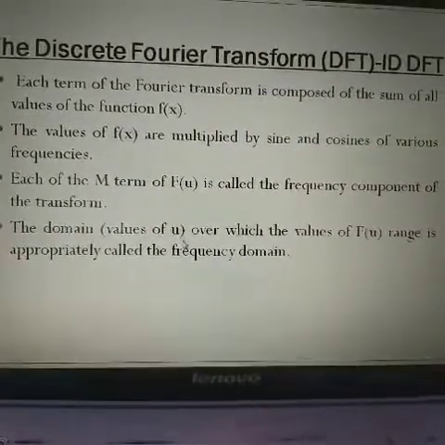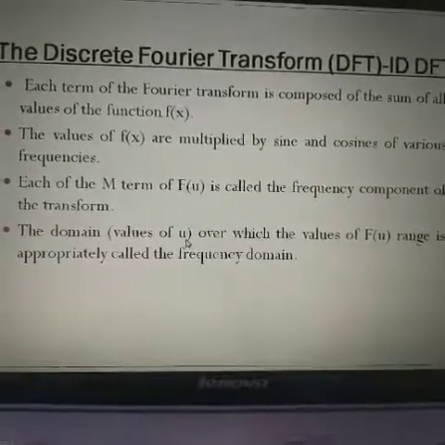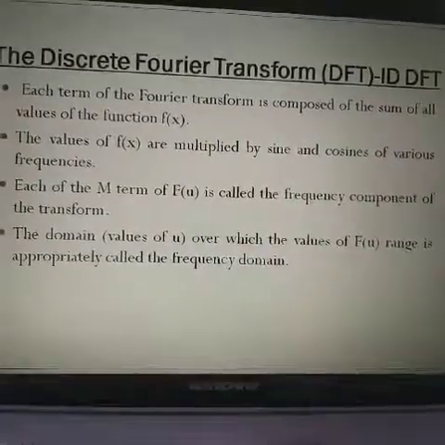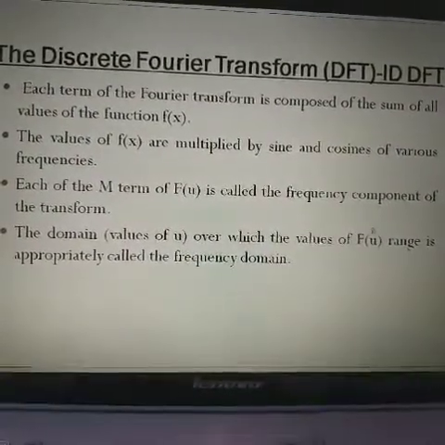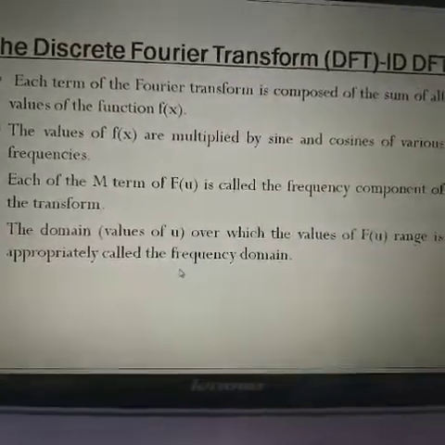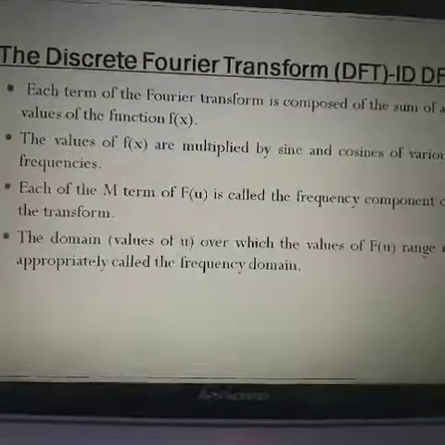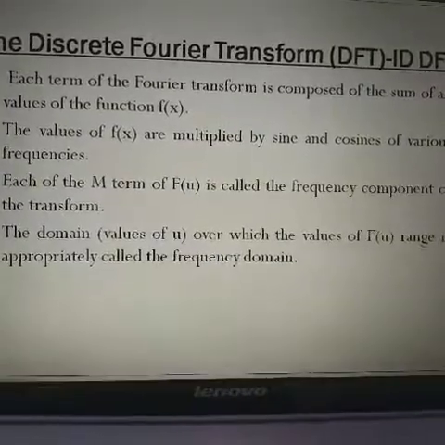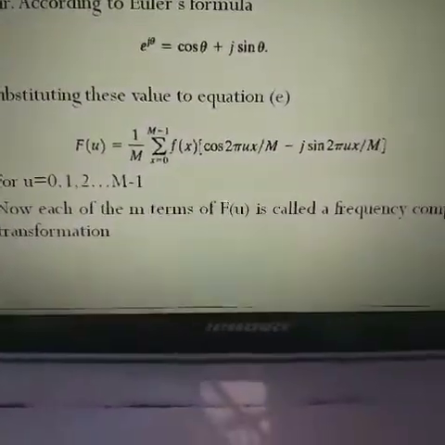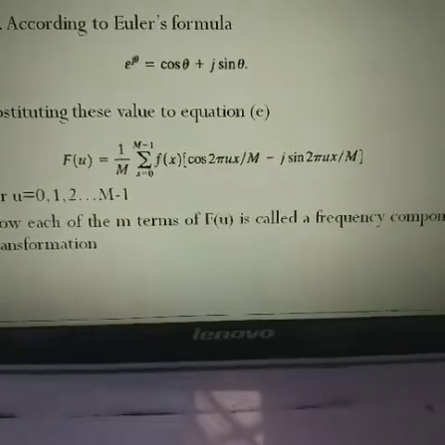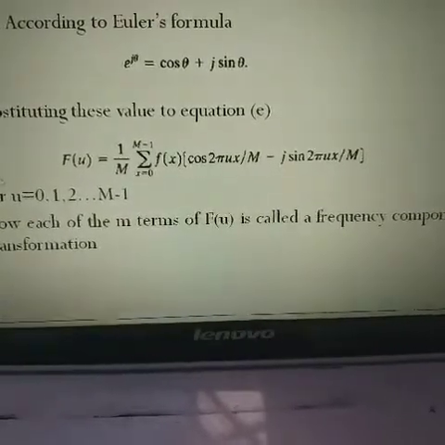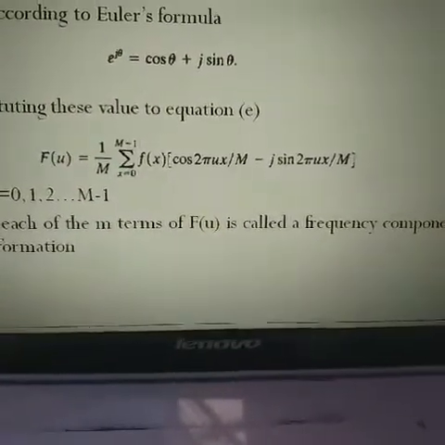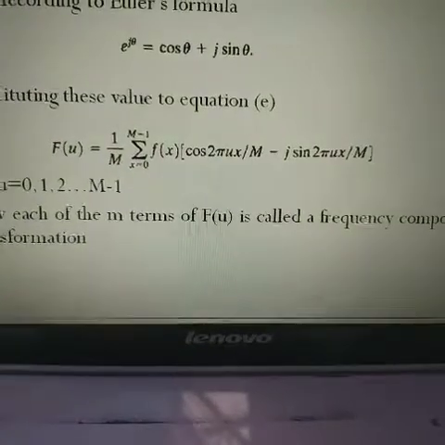The value of u keeps going 0, 1, 2, 3, 4 and so on, over which the values of the frequency of the Fourier transformation of a single variable u range is appropriately called the frequency domain. So all these values we get as the sum of the result of the Fourier transformation, as we keep filling in the values of u on this equation. In this equation we put the values of x, which can be 0 to m minus 1, and u also 0 to m minus 1.